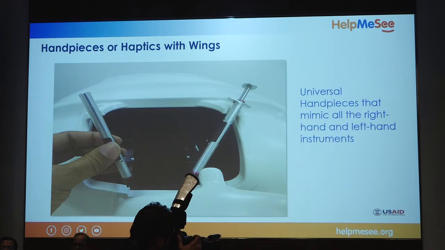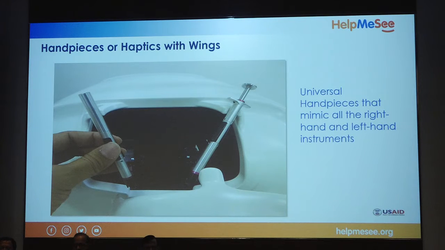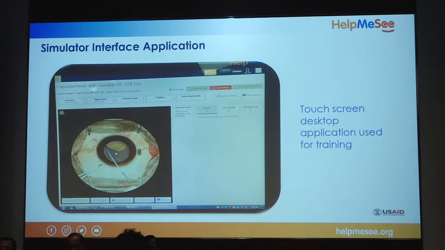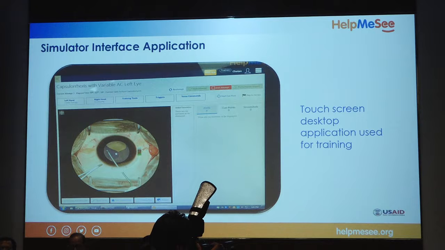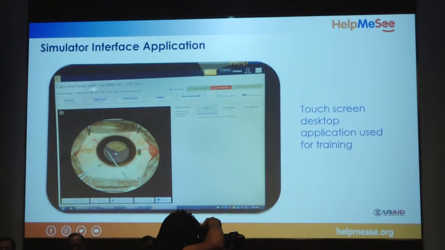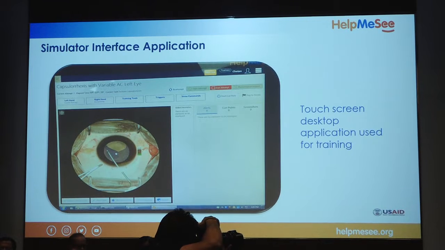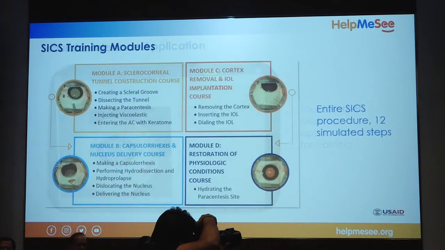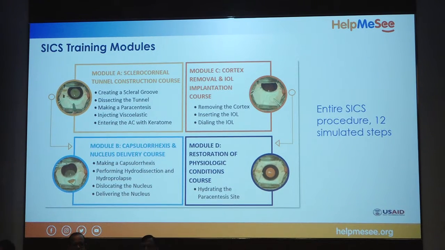These are the handpieces or the haptics with wings. Basically, we use this for the surgical process in the simulation. This is a touch screen with which we choose the particular step we want to perform, and also the instruments which we require to perform the surgery. In Help Me See, we are dividing the surgical steps into 4 modules, and we have 12 simulated steps.